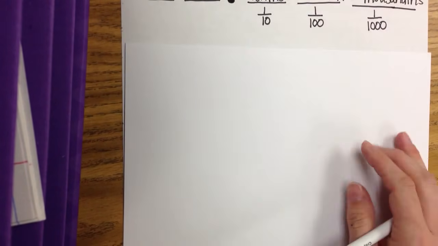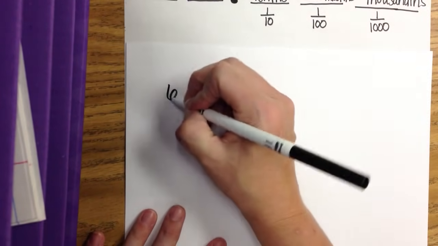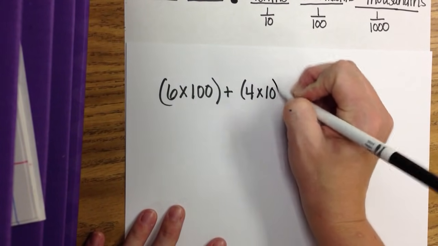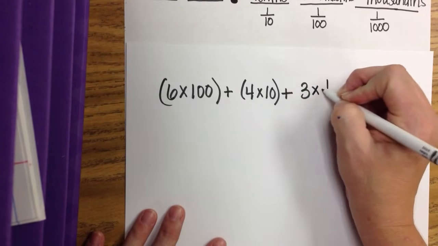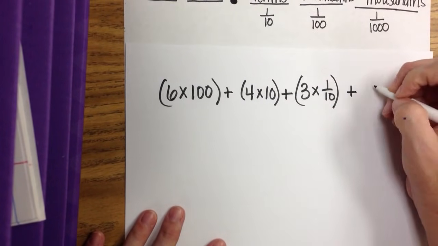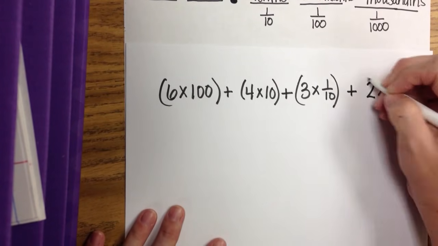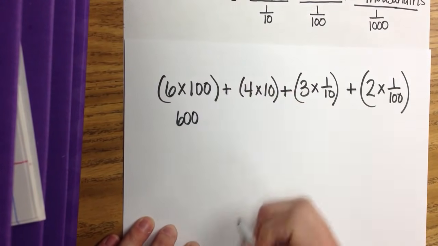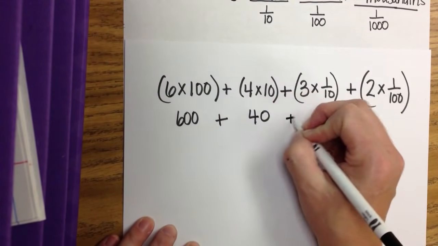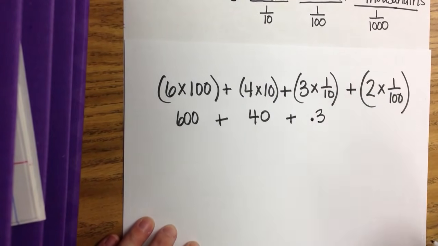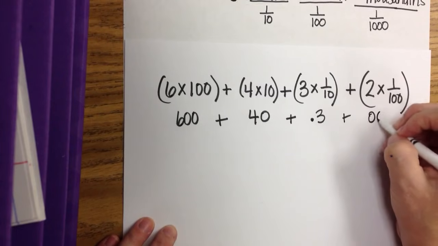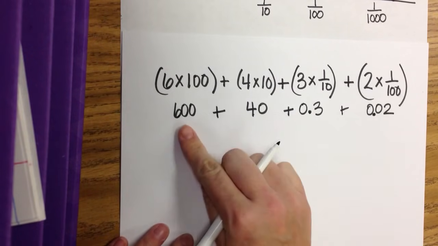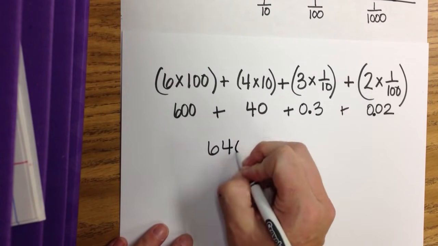You could also be asked to do the reverse. If I gave you a number such as 6 times 100 plus 4 times 10 plus 3 times 1/10 plus 2 times 1/100th, I know that 6 times 100 is 600. 4 times 10 is 40. 3 times 1/10 is 3/10, and 2 times 1/100th is 2/100ths. So 600 plus 40 is 640.